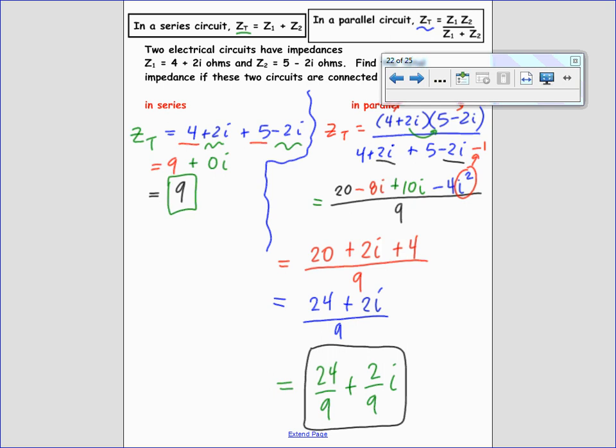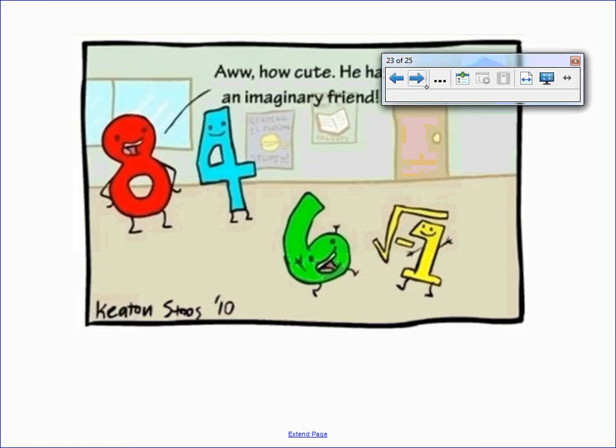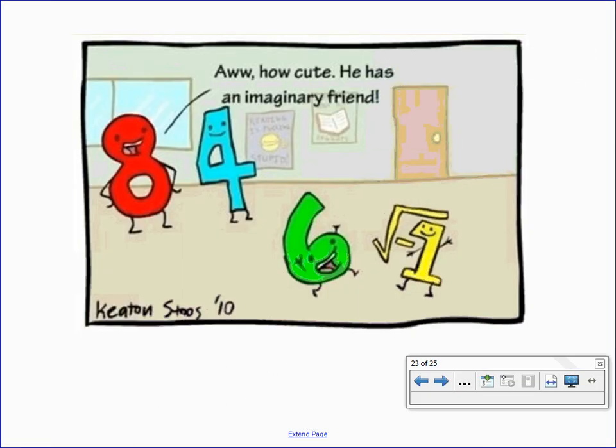It was our hope that by looking at a real-world example with electrical engineering, we could see how imaginary numbers can be used in real life. So let's go ahead and say hello to our little friend. Oh, how cute. He has an imaginary friend. I love math jokes. That's pretty sweet.